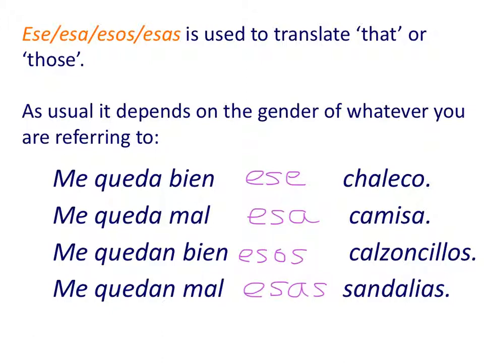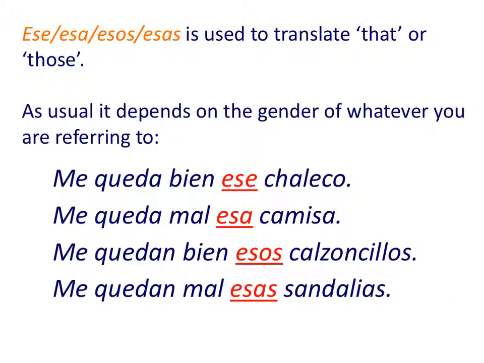So, to go over the meaning of those, me queda bien ese chaleco, that waistcoat suits me. Me queda mal esa camisa, that shirt looks bad on me. Me quedan bien esos calzoncillos, those boxers suit me. Me quedan mal esas sandalias, those sandals don't suit me. Again, make sure you've got these examples written down, and you might want to write the translations below.